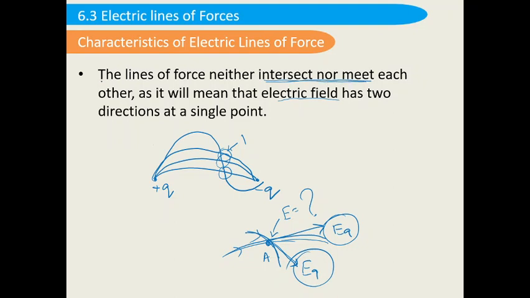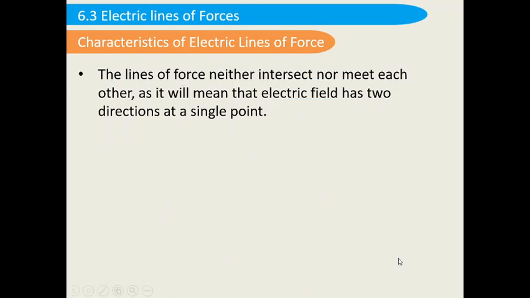Okay, so let us understand: lines of forces neither intersect nor meet each other, as it would mean that the electric field has two directions at a single point. At a single point, we won't get two directions. There should be only one direction. For example, we are at position A and position B. At position A, we should get only one direction like this, this is the direction EA. This is the direction EB. Only one direction we should get.